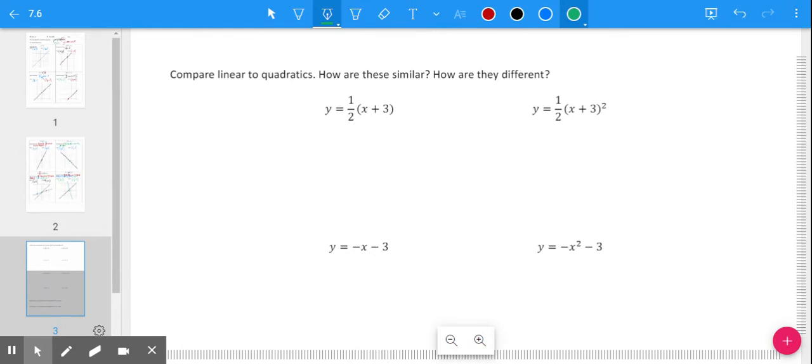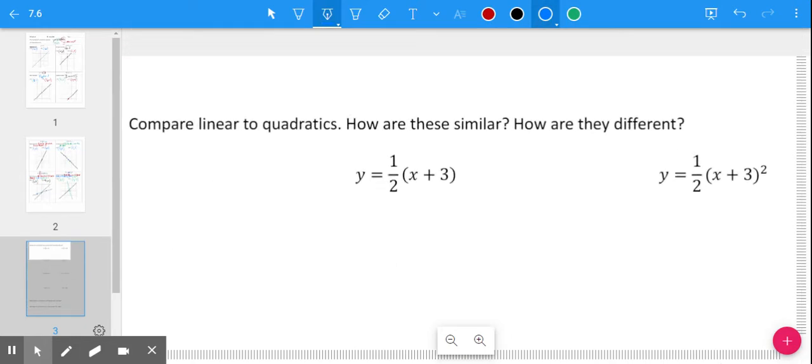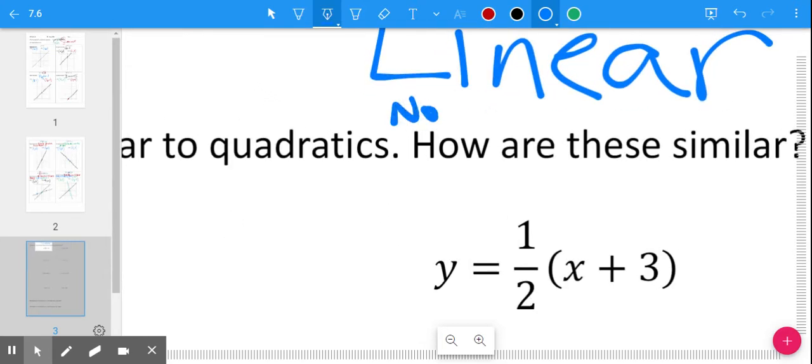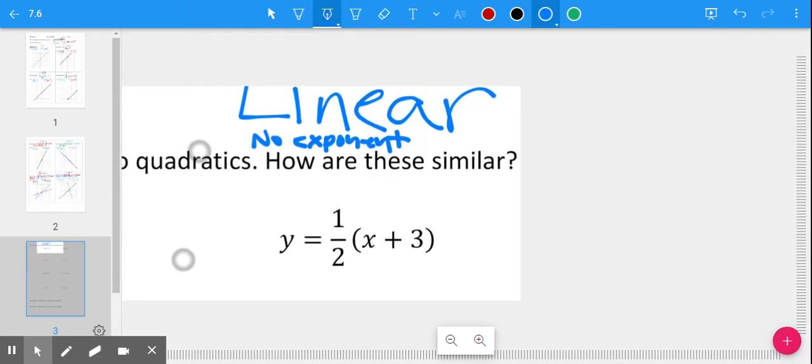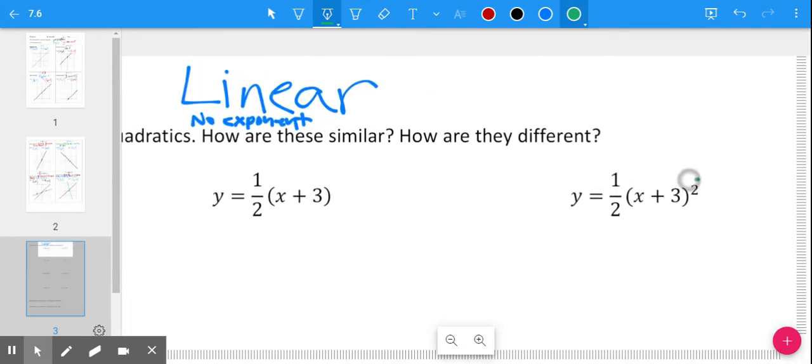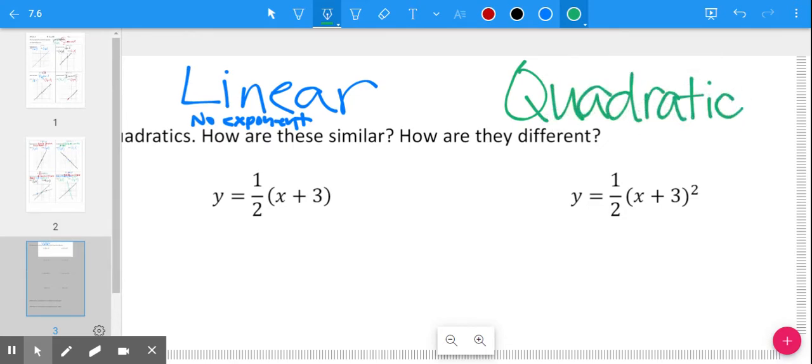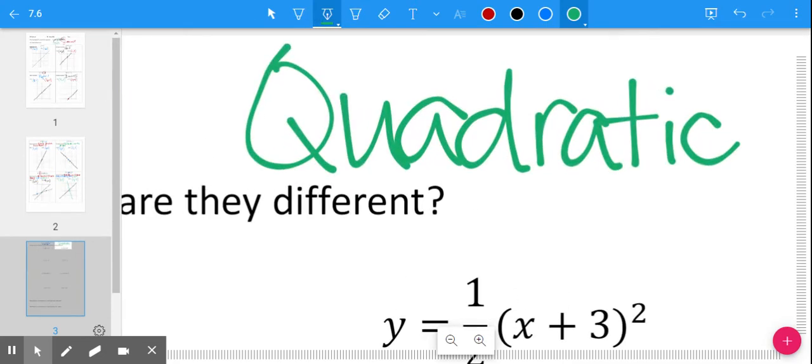So now we're going to do some comparisons. So on the left, they're all linear. On the right, they're all quadratic. And the way you know that is because the linear has no exponents. So each of these on the left is linear because there's no exponents. And on the right, because there's a 2, when it's a 2, it's a u. So each of those are quadratic. And that's because it has an exponent 2.